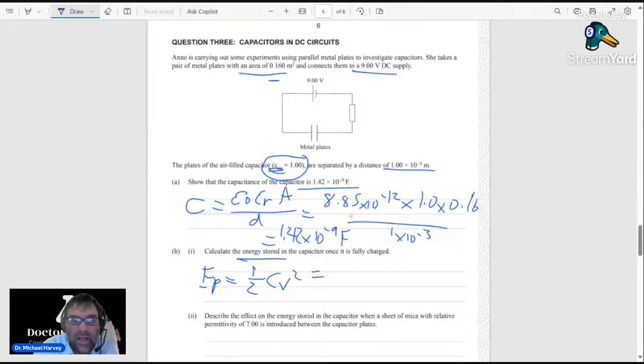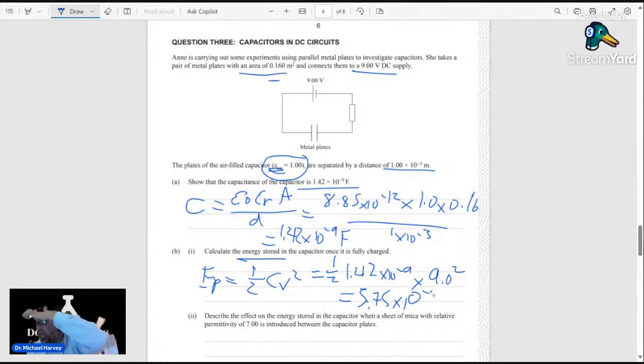It's part B, that's why it's a merit. Half the capacitance, which was 1.42 times 10 to the negative 9, that's from part A, times the voltage squared, which is 9.0 squared. Plug in the numbers, and you get 5.75 times 10 to the negative 8 joules. So that's going to be your achieve point for that first part of the question.